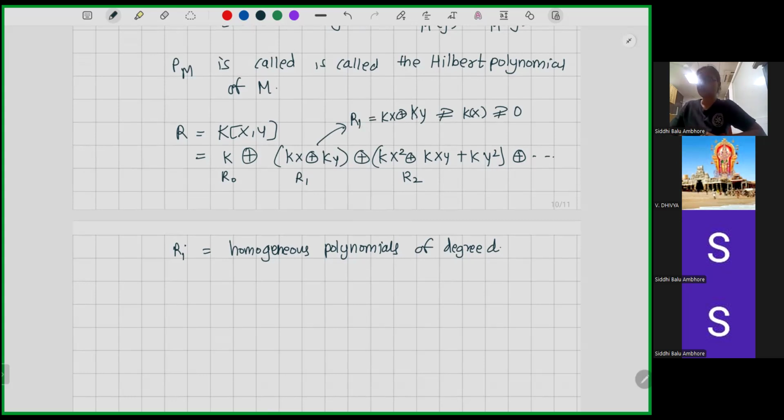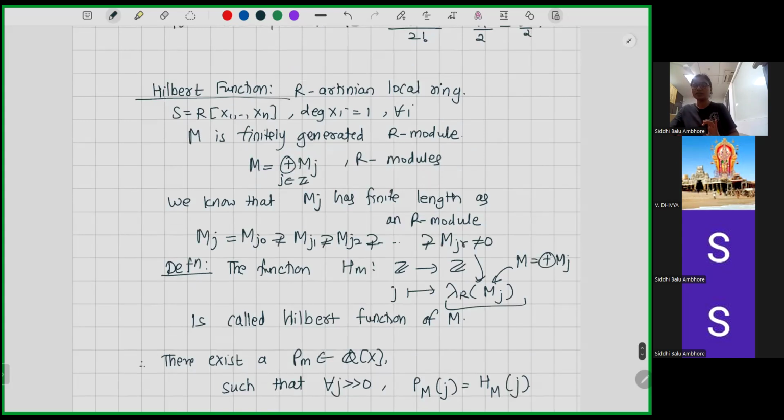So that's it. This is the only possible composition of this K module. Okay.